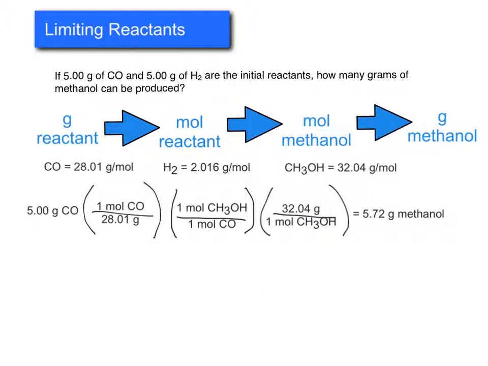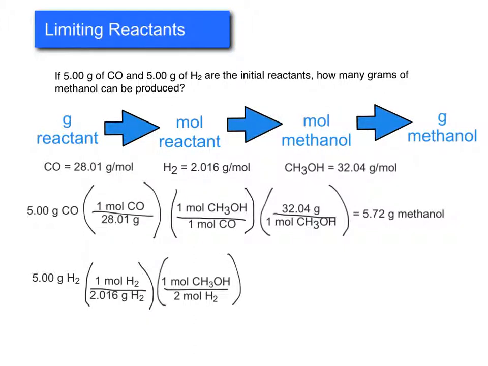All right, for the hydrogen, we have 5.00 grams of H2 times 1 mole of H2 is 2.016 grams times 1 mole of methanol requires 2 moles of H2 times 32.04 grams of methanol in 1 mole.